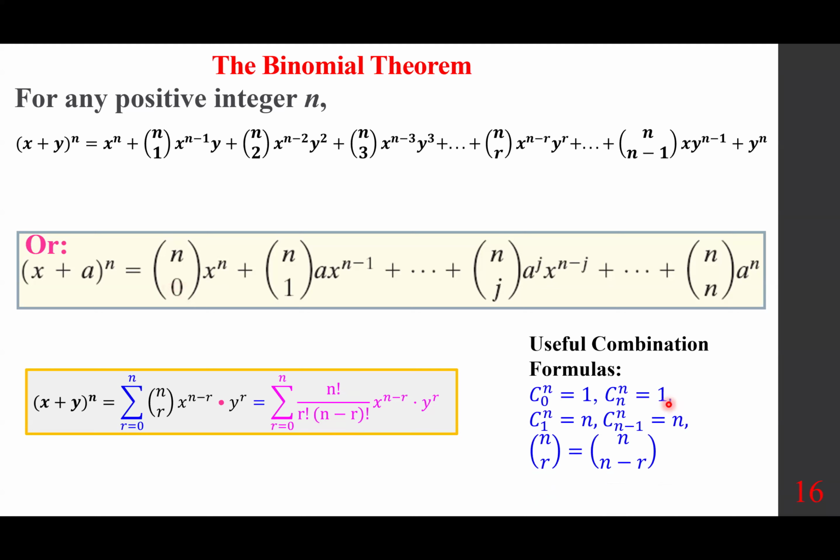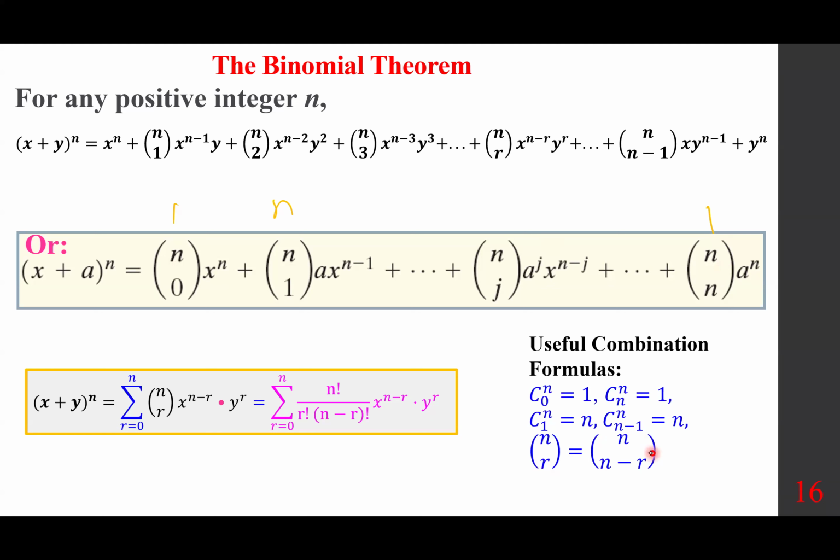C(n,0) is 1. C(n,n) is 1. C(n,1) is n. And again, C(n,n minus 1), remember n minus 1 and 1 add up to n, so that is n. And C(n,r) equals C(n,n minus r). In other words, if you want to calculate them, some of them are very easy to remember, and some of them you don't have to recalculate again. You can use this fact.